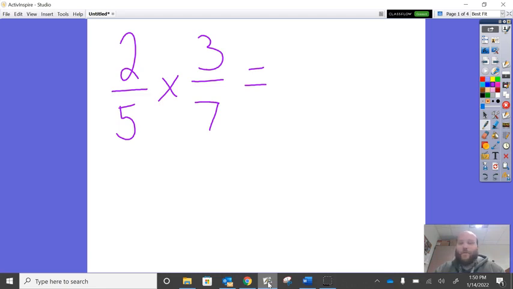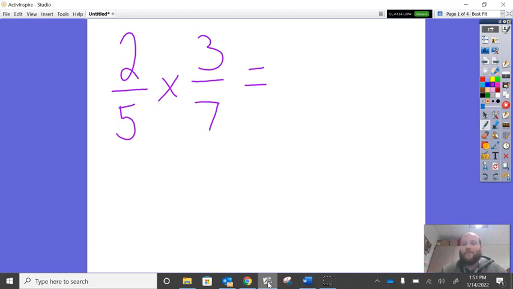So I'm going to show you a super easy way. The most complicated thing will probably be reducing, but we'll walk through that as we get there. So we got this first problem, 2/5 times 3/7. Super straightforward. We're looking at finding what the actual answer to this problem is. And all you do for multiplication is multiply straight across, so numerator by numerator, denominator by denominator, and then simplify at the end.